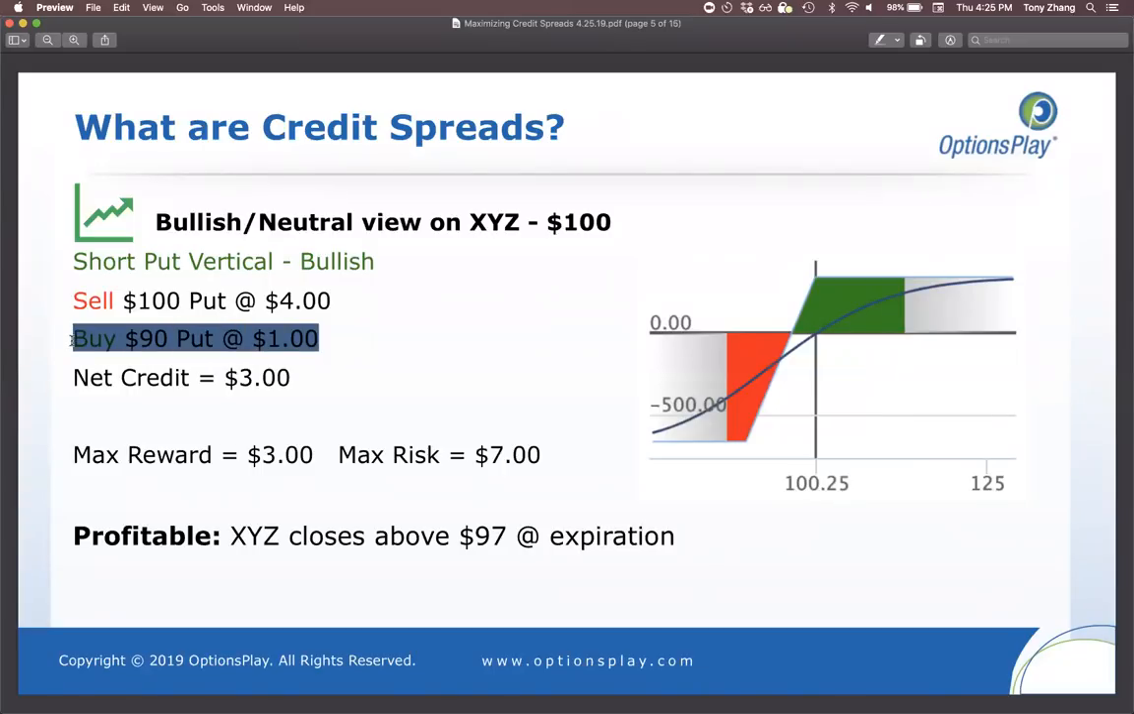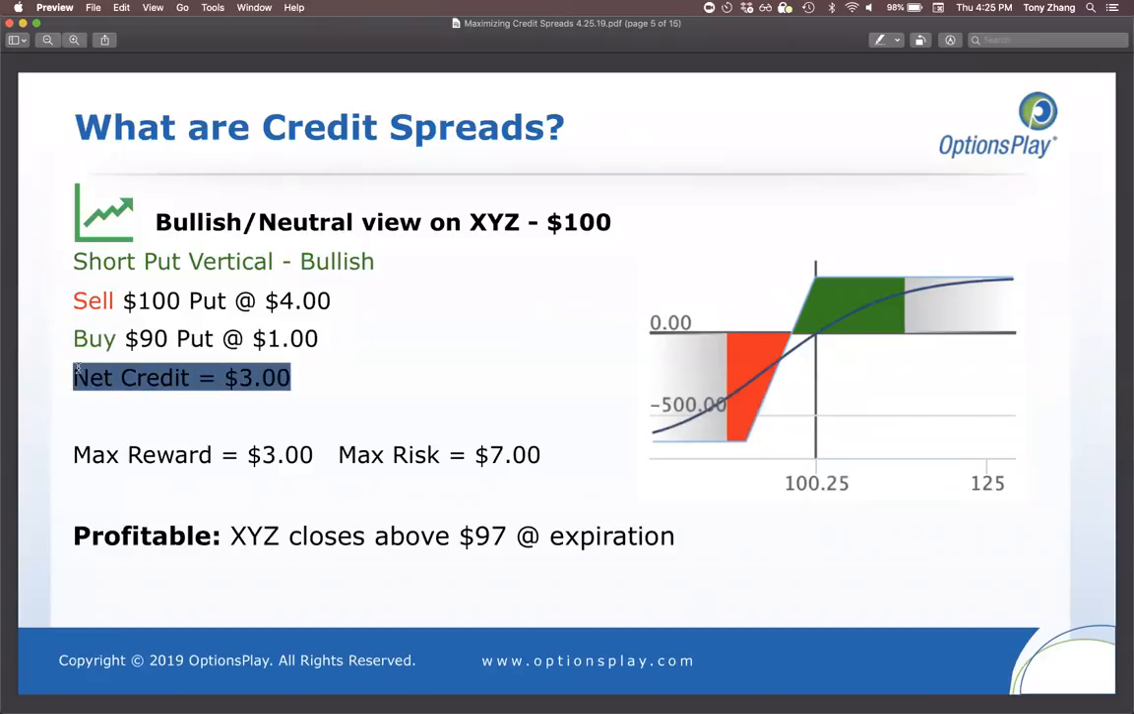So here what I'm selling is an at-the-money put. Let's say I'm collecting $4 for that at-the-money put. And then I'm going to buy back a lower put, a $90 put, for $1. The reason I do this is because I want to have limited risk. I don't want to just sell a put and then have unlimited risk all the way to the downside. I want to cap that risk, and I can do that by buying that lower put. This lower put in this particular case cost me only $1.